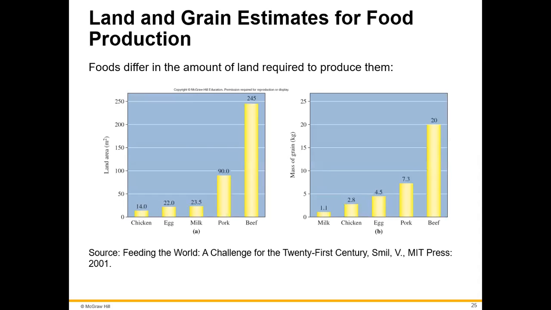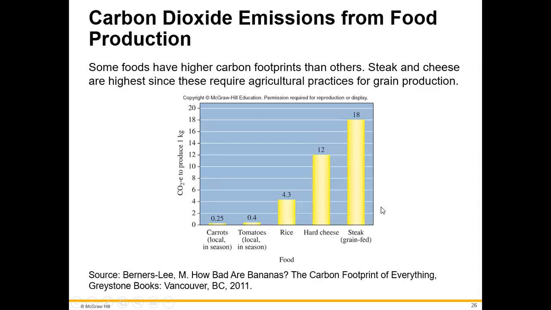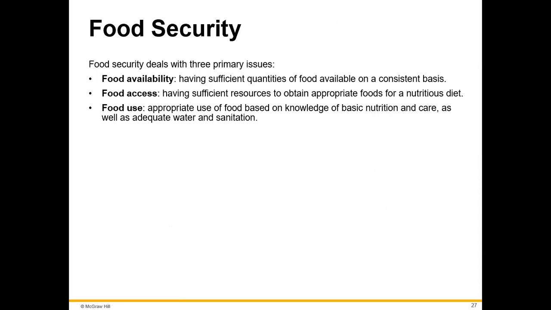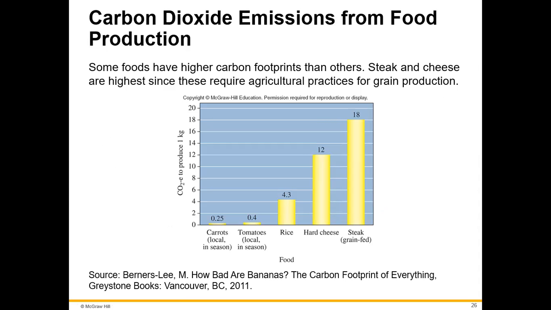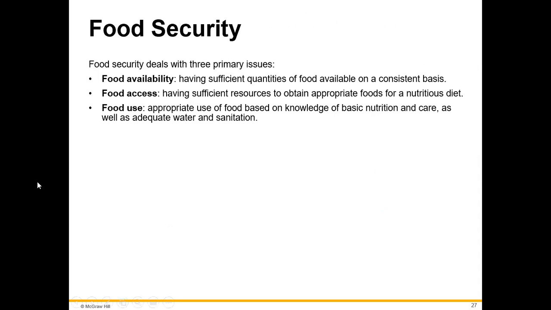So here is a figure from your book about the amount of land required to produce different things. And here's a figure from your book about how much carbon dioxide is produced from certain types of foods. And so again, just for me to harp as a mother, because I'm a mom and that's just what we moms do, right? Don't just waste your food. And then food security deals with these issues. Is it available? Is it accessible? And then is it able to be used?